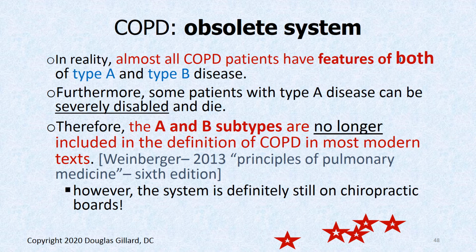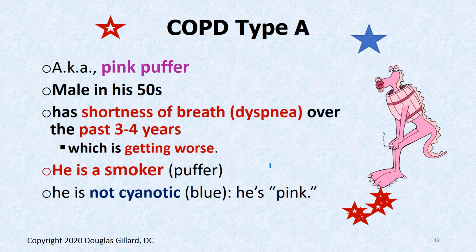But in reality, people have features of both type A and type B, the original type A and B diseases. And as I said, people with type A die all the time because that's usually emphysema. Therefore, type A and B subtypes are no longer included in the definition of COPD in modern texts. That was Weinberg in 2013, yet it's still in some of our board books, so I don't know what to say about that. Definitely still on chiropractic boards from my understanding.